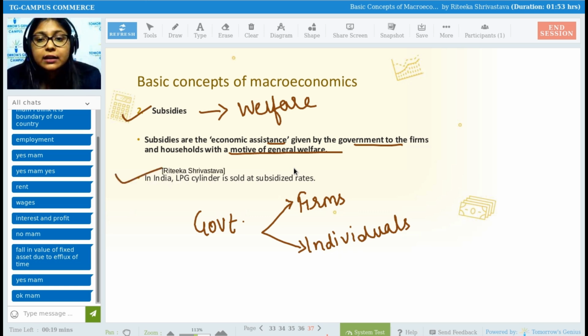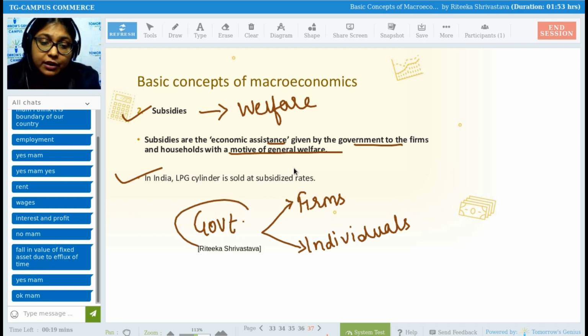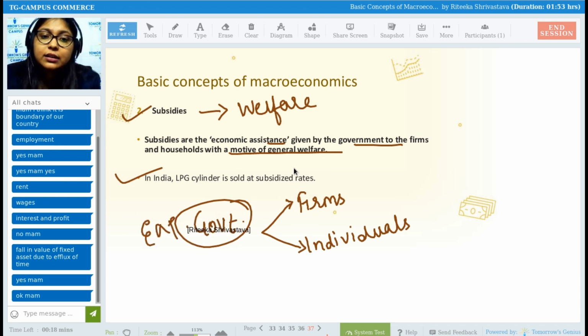In India, LPG cylinder is sold at a subsidized rate. As I gave you an example, since LPG becomes very expensive for poor people, it is not affordable by them. So in that case, what will the government do? The government will provide the LPG gas at a subsidized rate. Instead of 200, it will say that okay, since you are poor, you pay only 100 rupees. Then where will the remaining 100 rupees come from? The remaining 100 rupees the government will have to pay. So it's an expense for the government. Providing subsidies is an expense for the government.